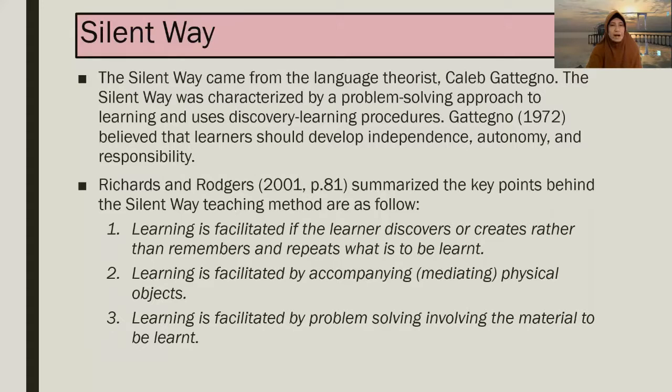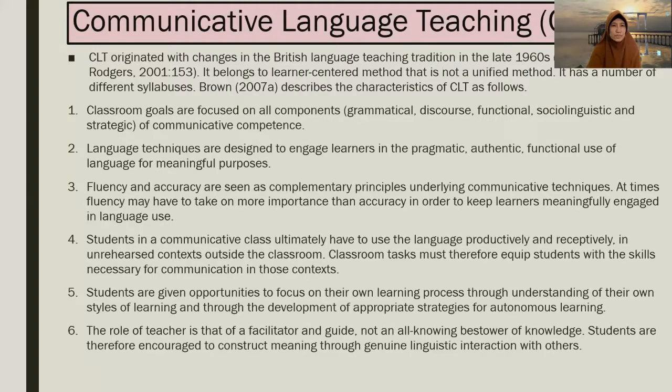Next, the silent way. The silent way comes from the language theorist Caleb Gattegno. Silent way was characterized by a problem-solving approach to learning and uses discovery learning procedures. Gattegno 1972 believed that learners should develop independent autonomy and responsibility. Based on Richards and Rodgers 2001, the key points behind the silent way teaching method are as follows. The first is learning is facilitated if the learner discovers or creates rather than remembers and repeats what is to be learned. The second one, learning is facilitated by accompanying or mediating physical objects. And the last, number three, is learning is facilitated by problem solving involving the material to be learned.